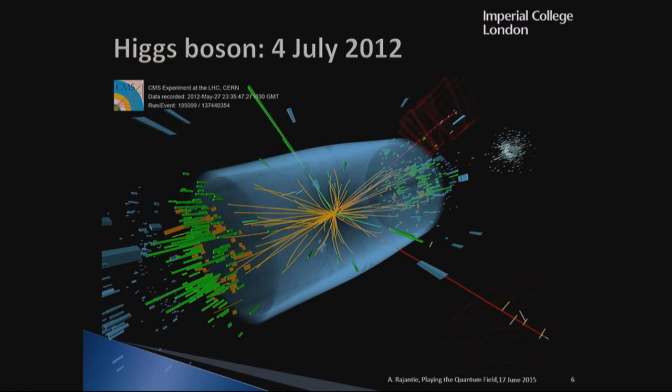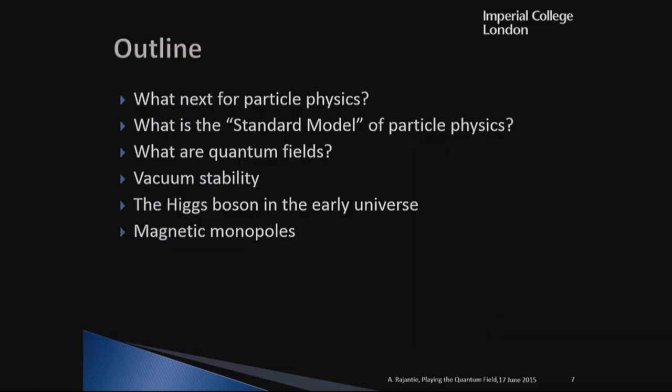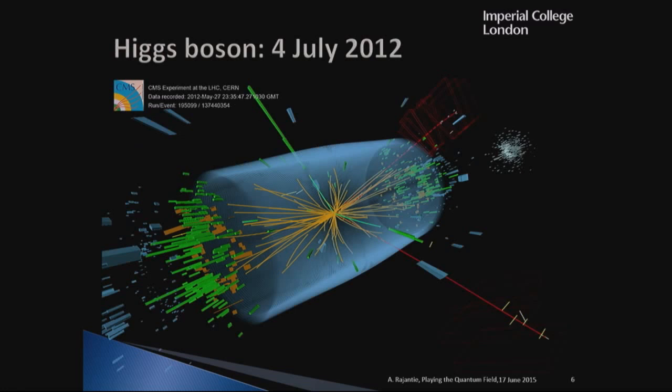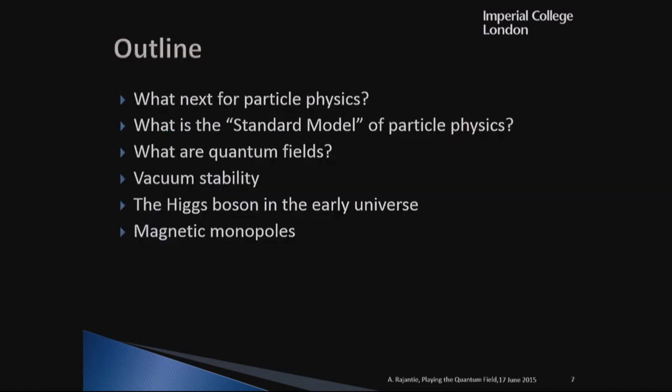And so what I want to be doing in this talk is explaining what that means, and also where we will be heading next. So what's next for particle physics after this discovery, and also, when the Higgs was discovered, it was widely said it was the missing piece, the last piece in the standard model that completed the standard model of particle physics. So I want to discuss what that means, explain what the standard model of particle physics is. And in particular, the key thing about the standard model of particle physics I will focus on is the fact that it is a quantum field theory. So I want to talk about that and what quantum fields are.